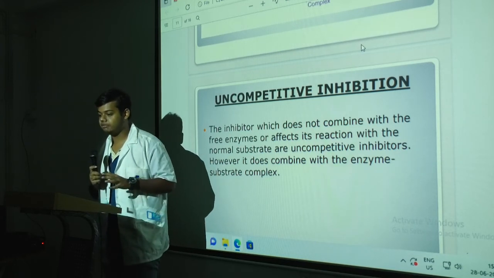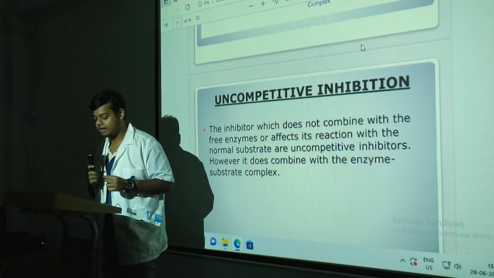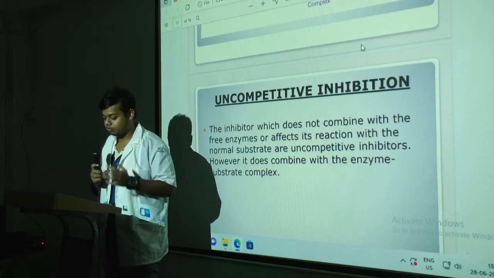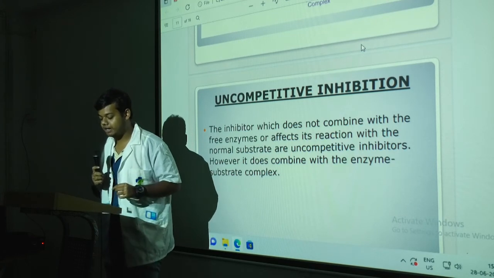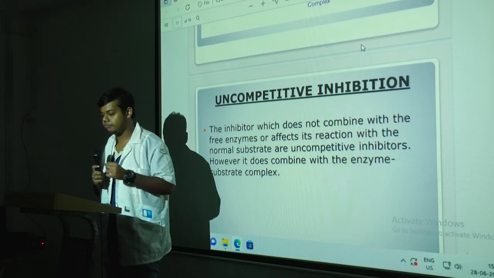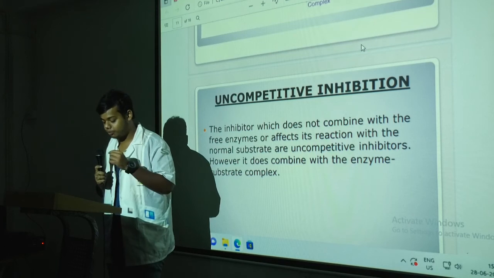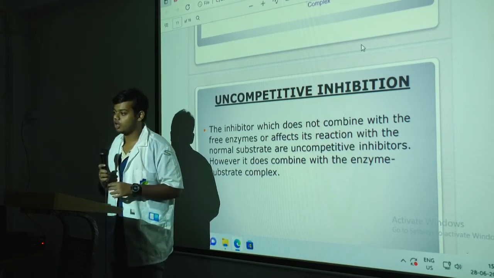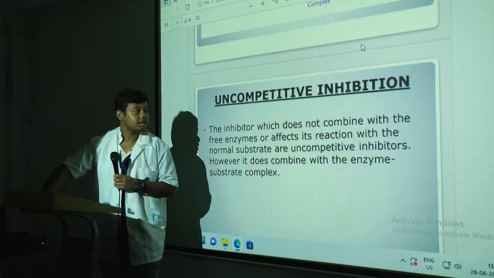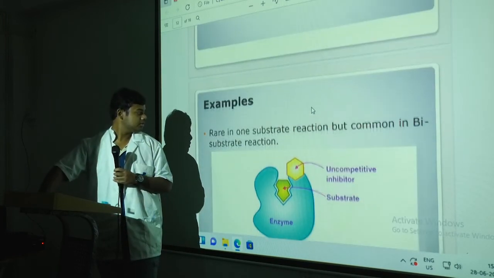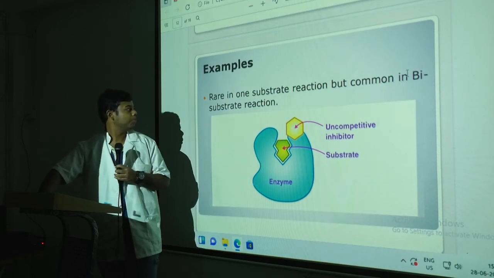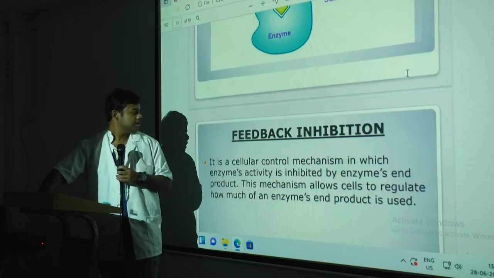Uncompetitive inhibition is rare in a single enzyme acting on a single substrate at a time. But it mostly occurs in reactions where two or more substrates or products are used. So it is rare in single-substrate reactions, but common in bisubstrate reactions.